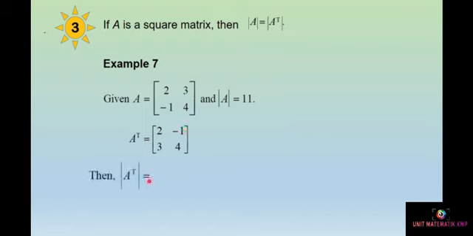Then find determinant A transpose. So we have 2 times 4 minus negative 1 times 3. Then determinant A transpose is equal to 11. We can see that determinant A is equal to 11 and determinant A transpose is also equal to 11. Therefore, determinant A is equal to determinant A transpose.